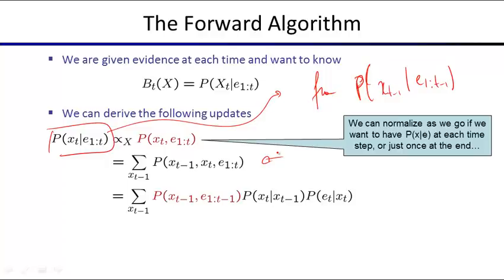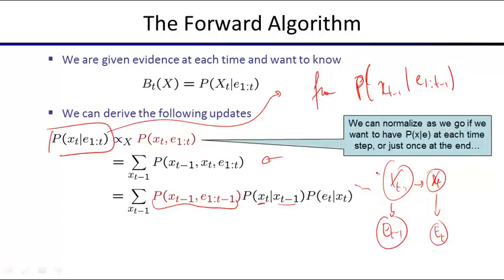It's X_{t-1} jointly with all the past evidence, then the conditional for X_t given X_{t-1}, and the conditional for the evidence given X_t. Remember, you have X_t, X_{t-1}, and the evidence E_t sitting over here, and then the past evidence is sitting further back. So we just use the structure of the Bayes net to get this format out.